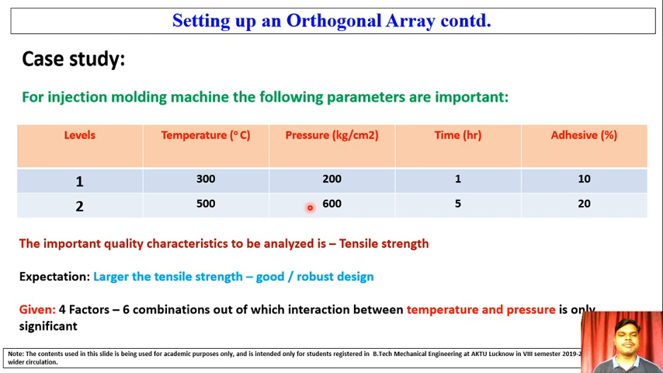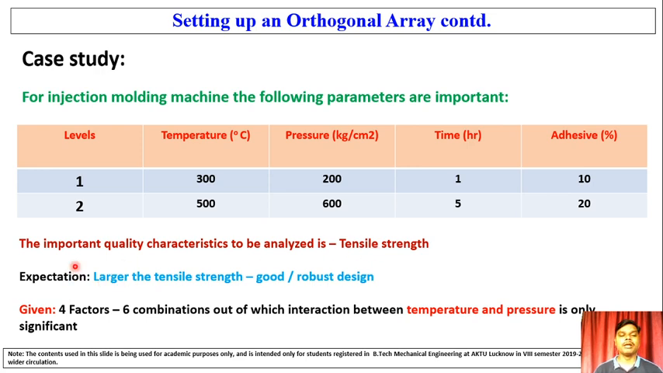So his expectation is to get a larger tensile strength, which is basically a good or robust design. In order to get the larger tensile strength, which approach will we use? We'll use the suitable approach that is known as larger the better. We have discussed the larger the better technique in the last lecture. So we want the value of tensile strength to be larger so as to minimize the loss.